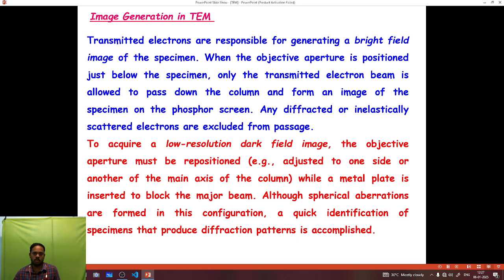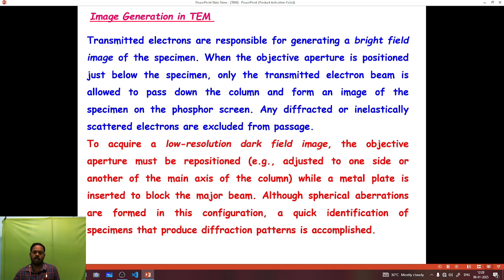As I said earlier, transmitted electrons are responsible for generating the bright field image of the specimen. When the objective aperture is positioned just below the specimen, only the transmitted electron beam will be allowed to pass through the column. So we can adjust the column in such a way that only the transmitted electrons pass through the column. That will produce only the bright field image of the specimen. Any diffracted or inelastically scattered electrons are excluded from passage.